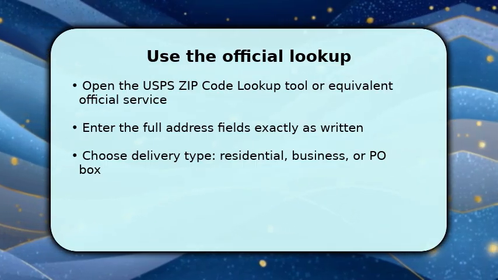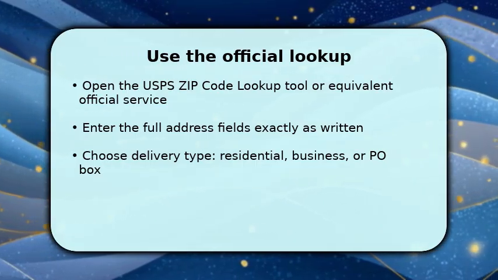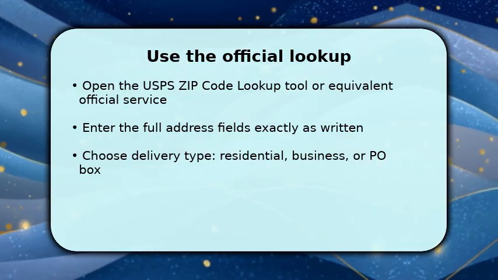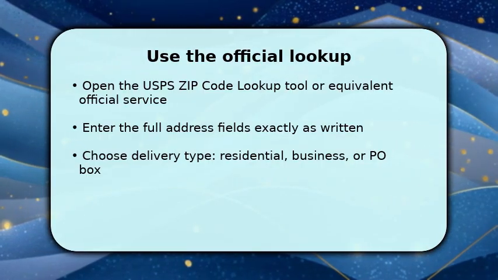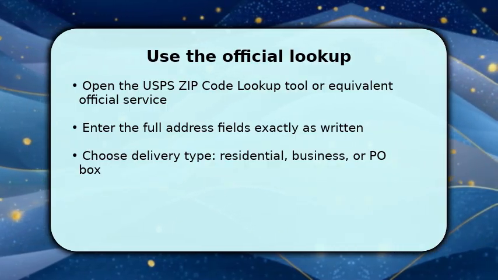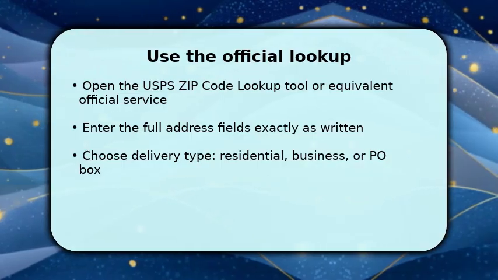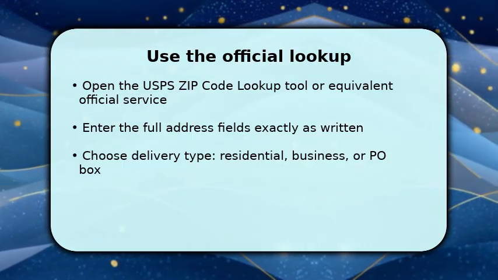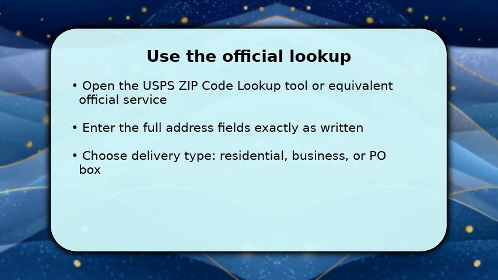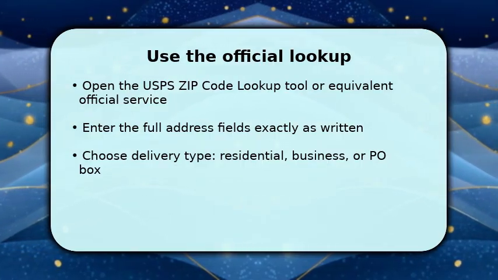Enter each field exactly: street, secondary unit, city, state. Once done, select the delivery type, residential, business, or PO box, because results differ. The tool also normalizes abbreviations and returns +4 codes when available, which is why relying on the official source prevents mismatches and ensures mailability and proper routing for shipment.